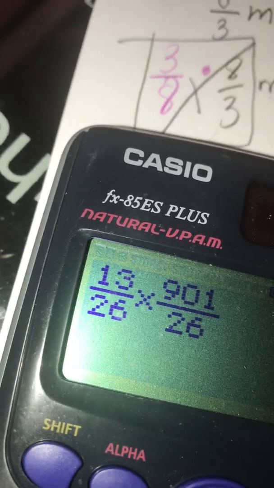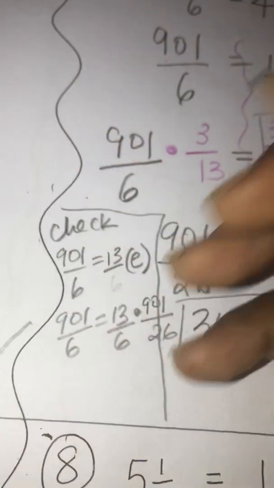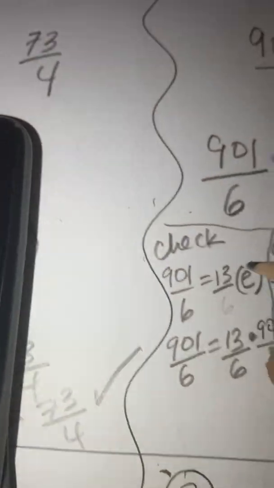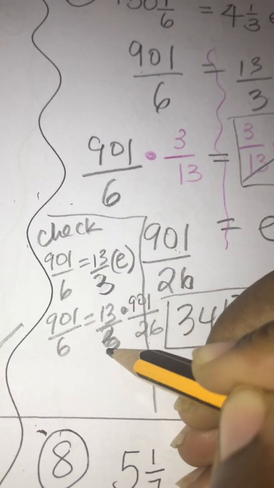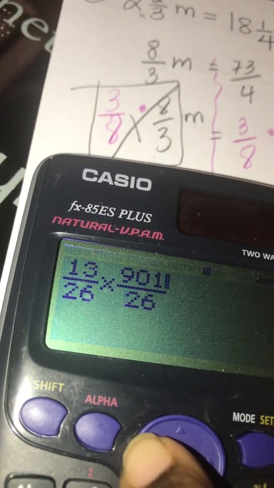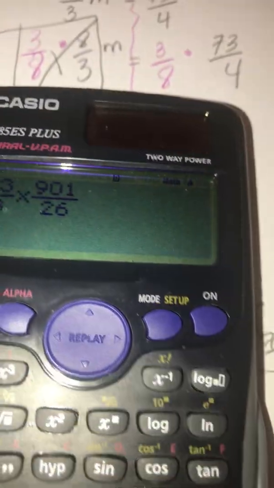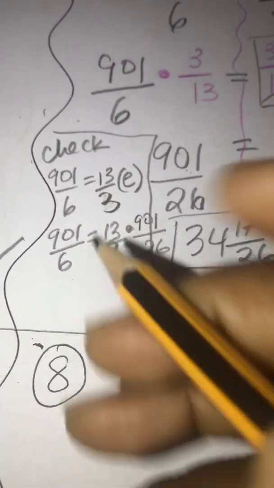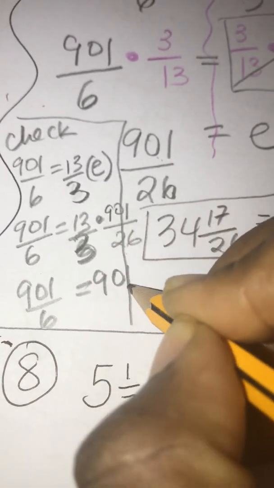Oh, this is 13 over 3, not 13 over 6, sorry. You see, I saw my answer was not correct. I went back to check where I went wrong. So 13 over 3, this is 13 over 3. So now I have to change my answer. I go back here, and then I delete. I write 3. And I get 901 over 6. So it's the same. 901 over 6 equals 901 over 6.